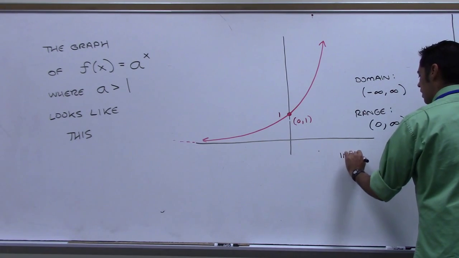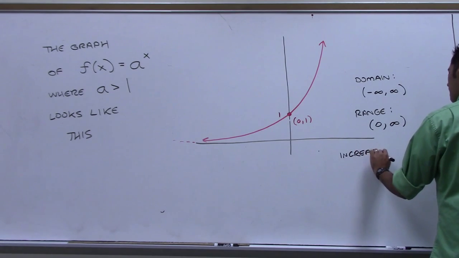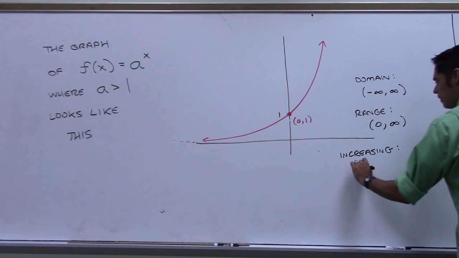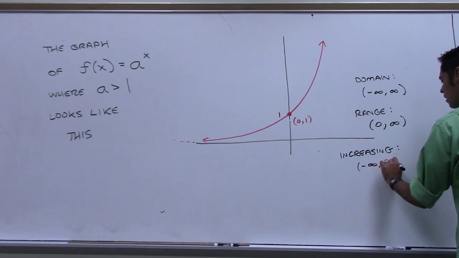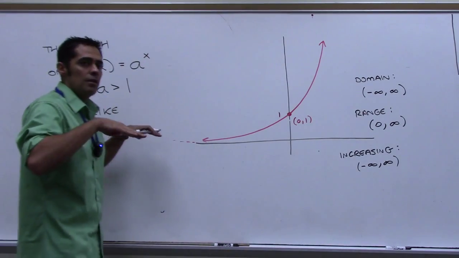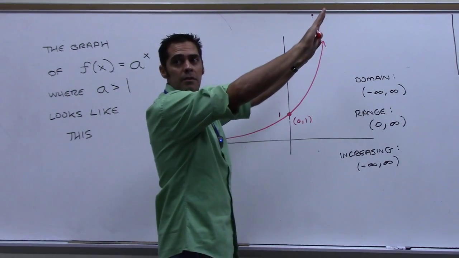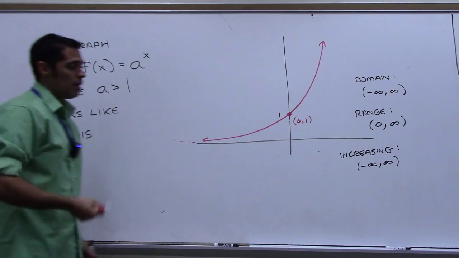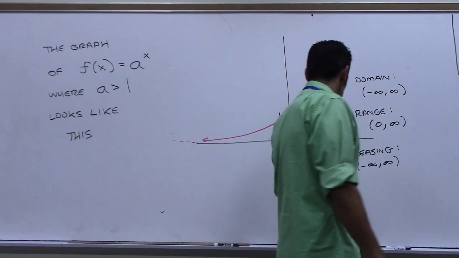Where is it increasing? Always, right? This is always increasing, isn't it? So we say negative infinity to infinity. When you have an exponential function where a is bigger than 1, your graph will always go up from left to right. That means it's increasing, and so it's happening everywhere. Where is it decreasing? Never.